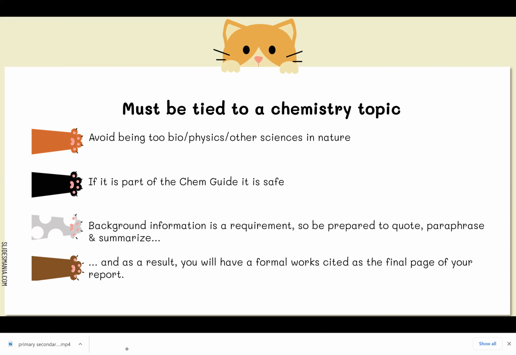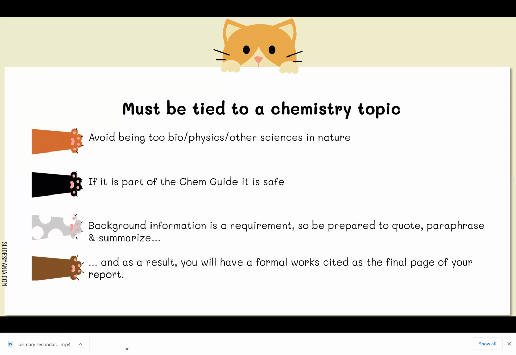So a good place to start would be looking at the chemistry guide, that big packet that has all of the different standards that you need to know for chemistry. That is a really good place to start, or to go back to make sure that you're staying on the chemistry path and not veering too much into biology or physics or environmental science.